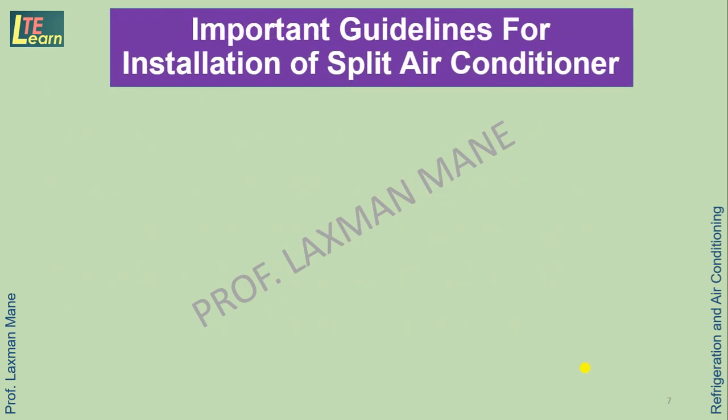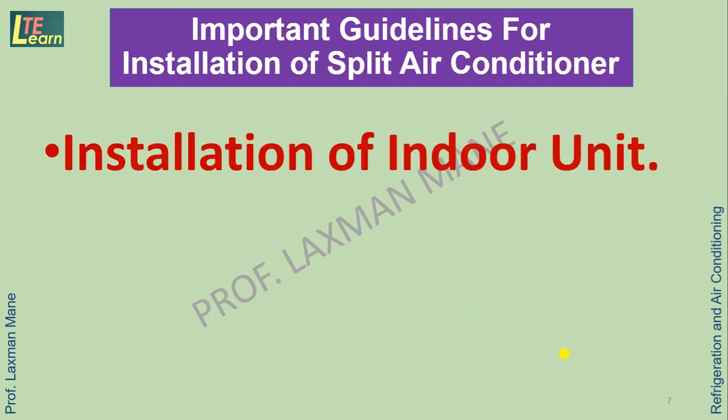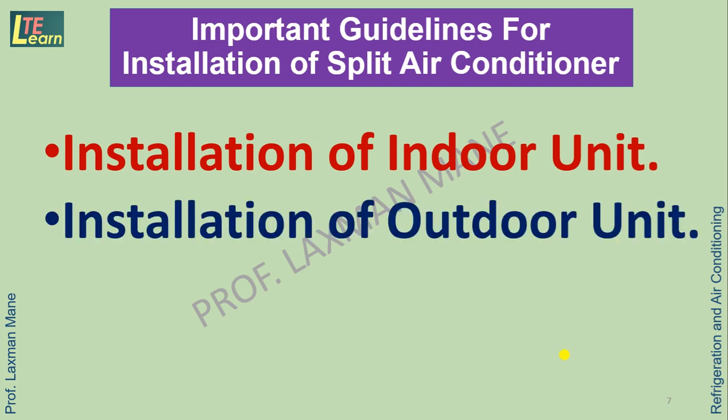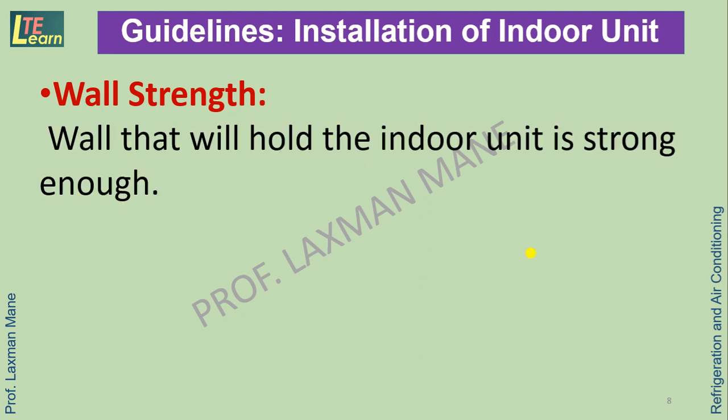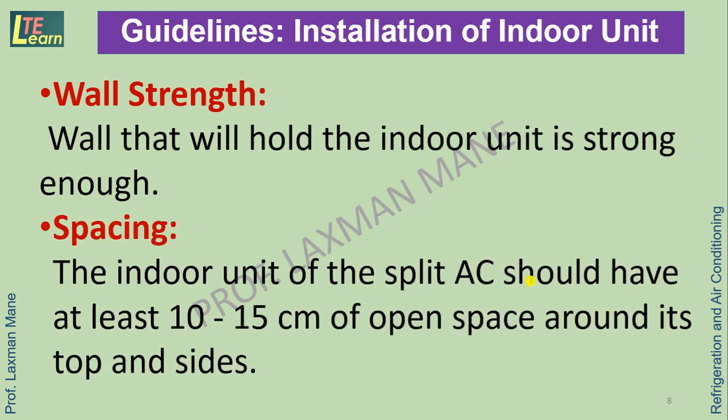So, important guidelines for installation of split air conditioner. Based on indoor unit and outdoor unit, the guidelines are: for installation of indoor unit, it should be ensured that the wall that will hold the indoor unit is strong enough. The indoor unit of the split air conditioner should have at least 10 to 15 cm of open space around its top and sides for better air circulation.